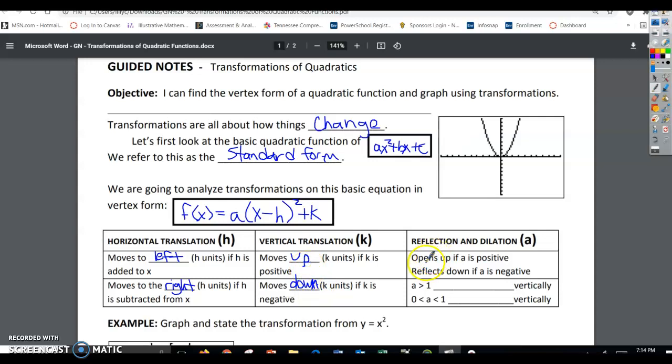Okay? Alright, it's going to open up if a is positive, and it's going to be a reflection down if a is negative. Alright, so a tells you whether it goes up or down. Up means a is positive. If it's turned down, a is negative. Alright, if a is greater than 1, it's going to be a stretch vertically. And if a is between 0 and 1, it's going to be a compression.